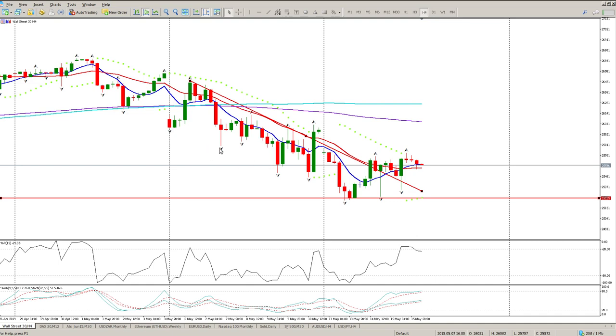Okay, the difference between this one here is we're below both moving averages, and the moving averages are quite far apart, whereas this one here, we've got the moving averages close together and actually crossed over. Okay, so that's the one thing to look at.